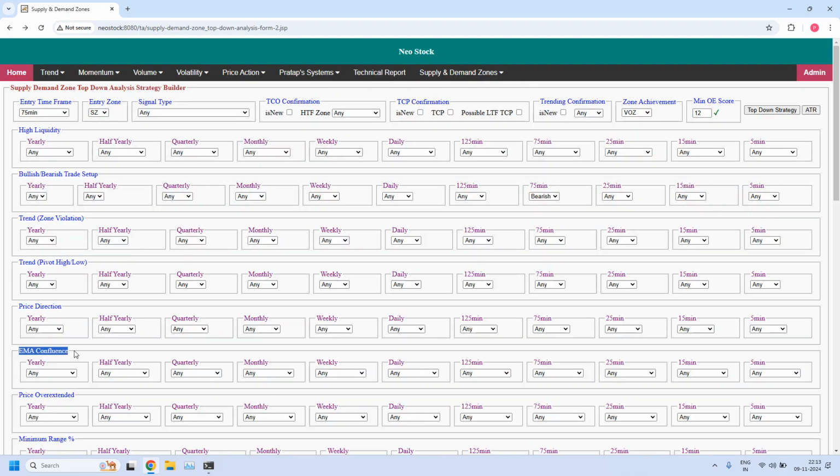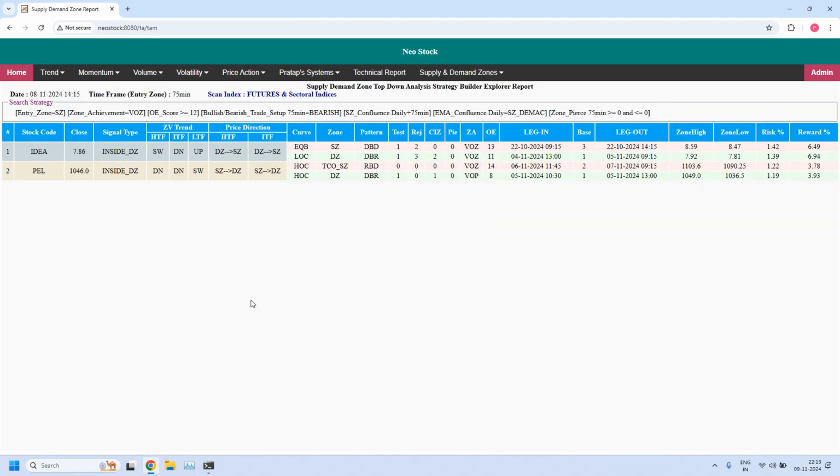So in the EMA confluence at a daily time frame, why daily? Because the 75 minute zone is part of the daily zone. That's why daily supply zones having daily EMA confluence are even more high probability setup supported stocks. So let's find them. We got 2 stocks. These 2 are even more high probability setups.